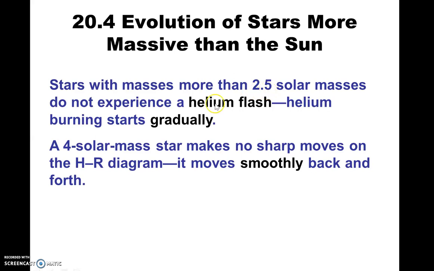Above one solar mass, all the way up to about four solar masses, you don't get any really quick movements. You don't really see this helium flash. It's more of a gradual thing.